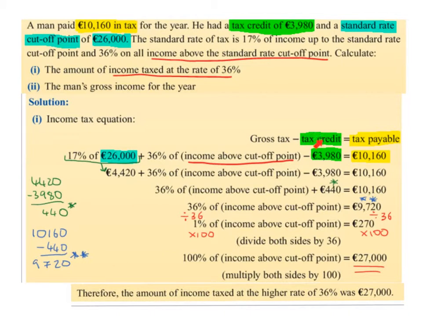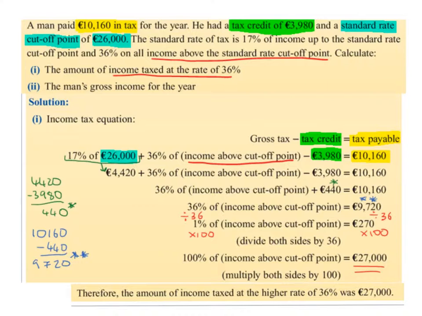We subtract the tax credit, which is €3,980 given in the question, and it's equal to the tax payable, which is €10,160, again given in the question. So what we've done here is we've set up an equation. Again, 17% of €26,000 is €4,420. Adding that on to the 36% of the income above the cutoff point, minusing the tax credit of €3,980, equals the tax payable of €10,160. So really it's just an equation and we're trying to solve for the income above the cutoff point.